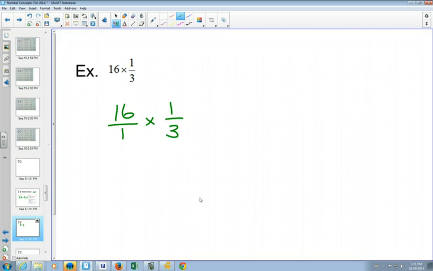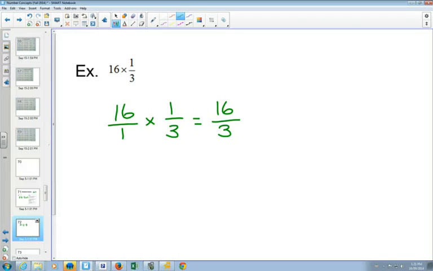Multiply across the tops, 16 times 1, 16. Multiply across the bottoms, 1 times 3 is 3. You can leave the fraction like this, because we can't reduce that fraction anymore. Or we can write it as a mixed fraction.